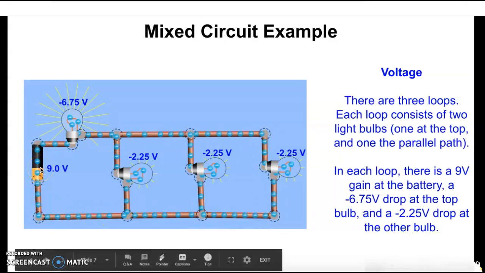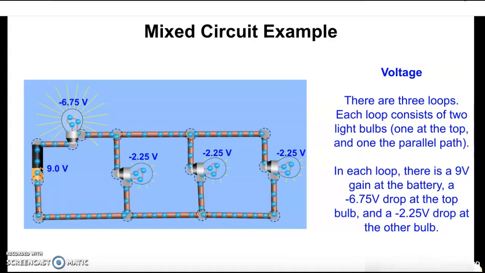In each loop, let's count the voltage gains and losses. So the voltage gains are simply 9 volts from the battery. It's a more powerful battery. Voltage drops in the first loop. So it drops by negative 6.75 volts after the first light bulb. And then no matter which path I go down, there's one light bulb. So that light bulb takes up negative 2.25 volts. So negative 6.75 and negative 2.25 add up to negative 9. So there's a negative 9 volt drop to match the positive 9 volt gain.